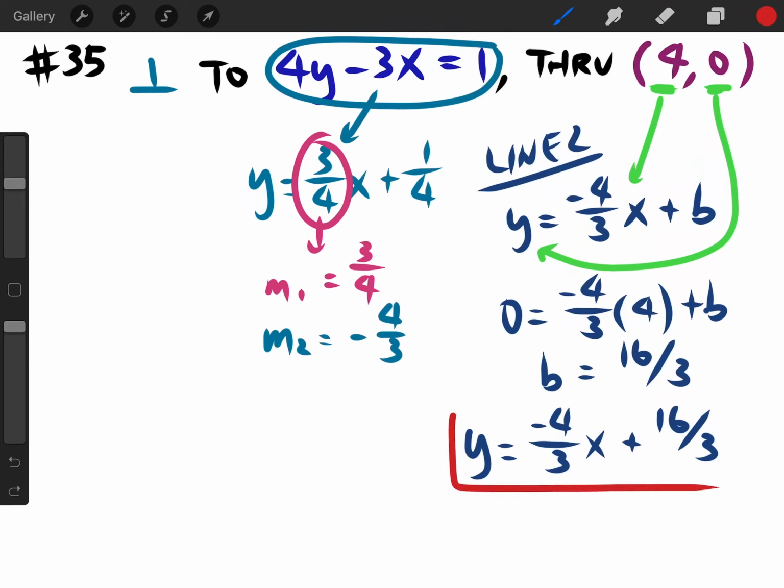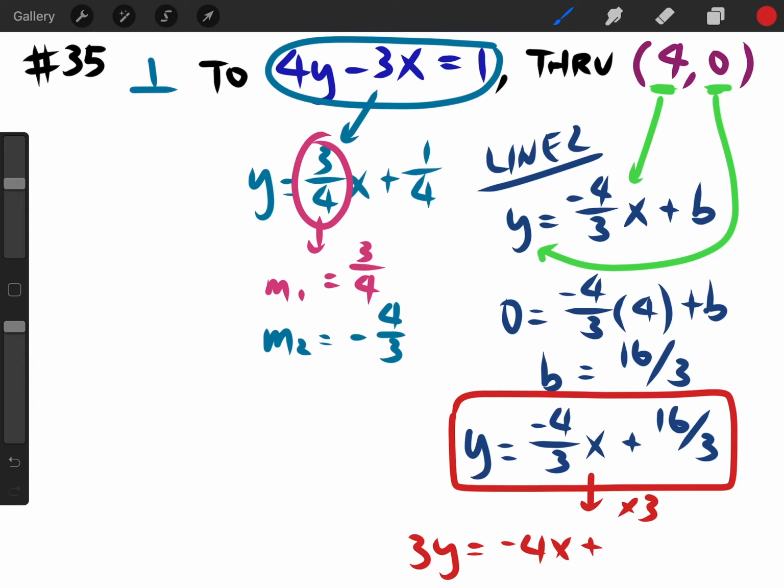All right, so we got y equals -4/3 x plus, we already solved for this one, so just insert that into the b value, 16/3. That's how you're going to write it in slope-intercept form. Now I want you to change it to ax plus by plus c equals 0. By doing that, all you need to do is multiply every term by 3, and then you will get something like this: 3y equals -4x plus 16.